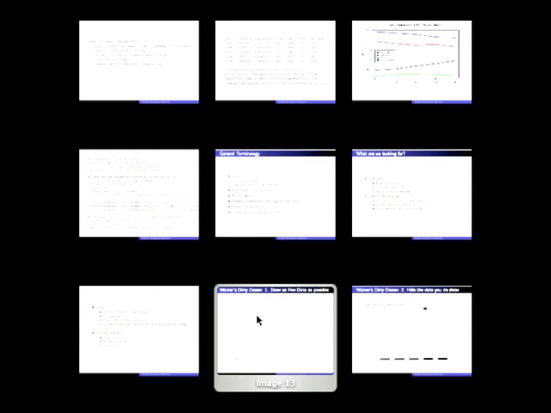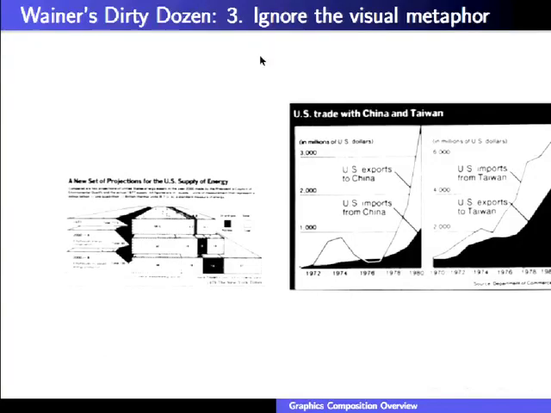Okay, here we are. Number 3, ignore the visual metaphor. These are 2 different examples of ignoring the visual metaphor. Let's take a look at the plot on the right. The plot on the right is split into 2 plots. So the canvas, I should say, is split into 2 plots. So these are juxtaposed. They're side by side.